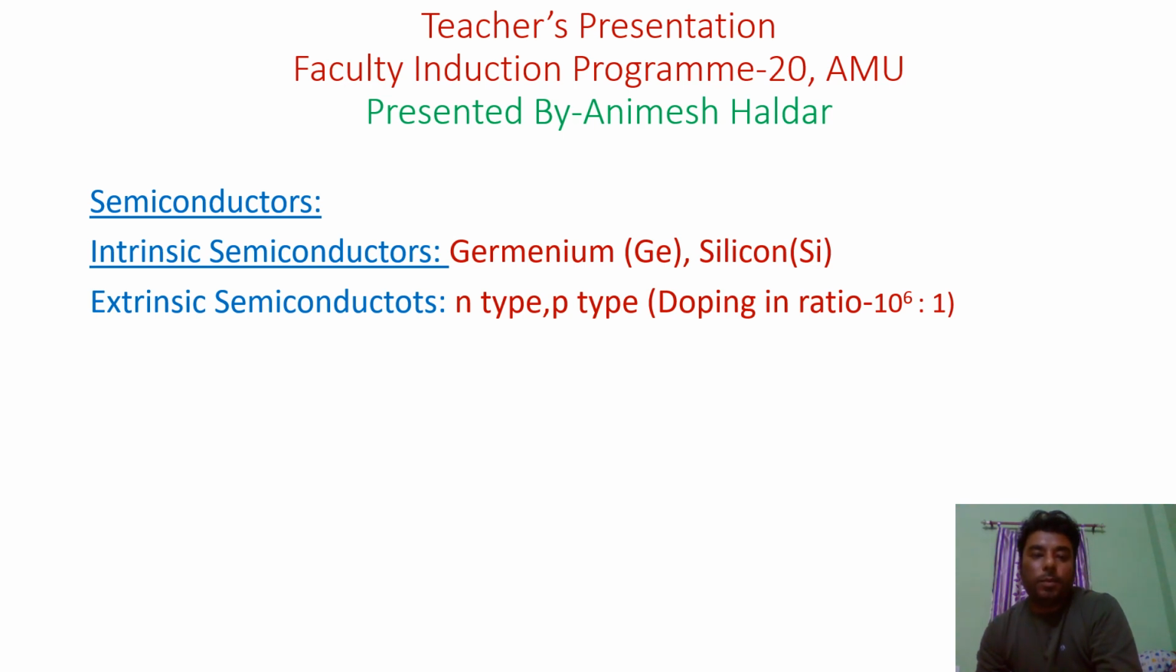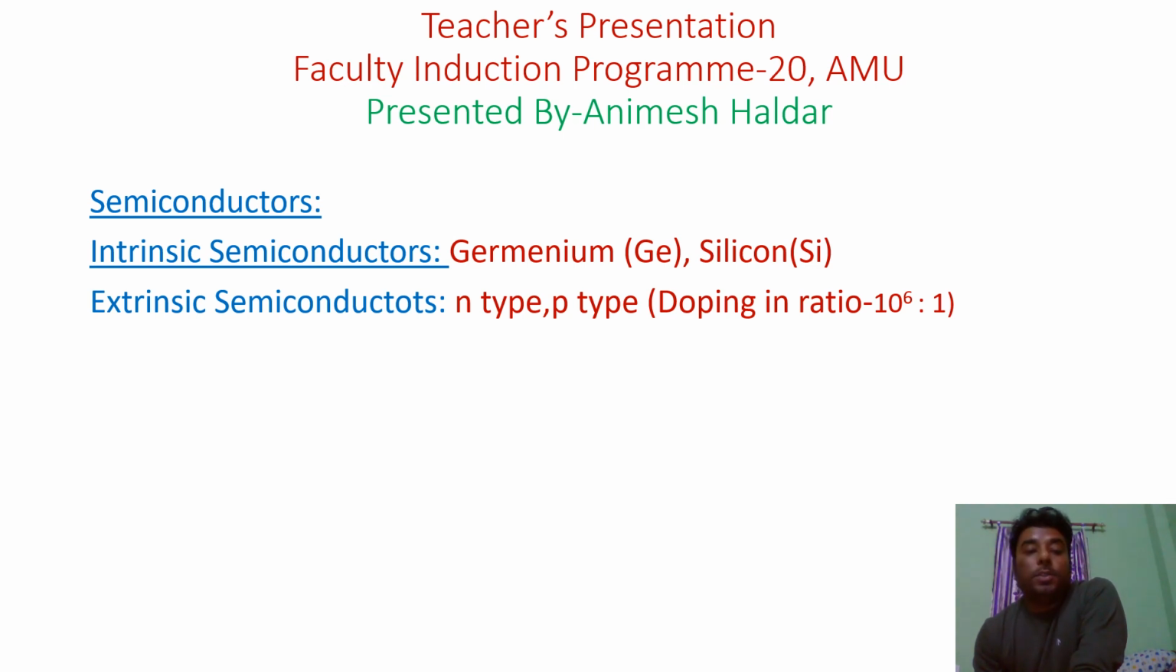The topic I am going to discuss today is the semiconductor, then P and N type semiconductors. After that, how P and N type semiconductors are formed and how a P-N junction is formed. Now, first, when we talk about semiconductors, we know a semiconductor is a kind of material.